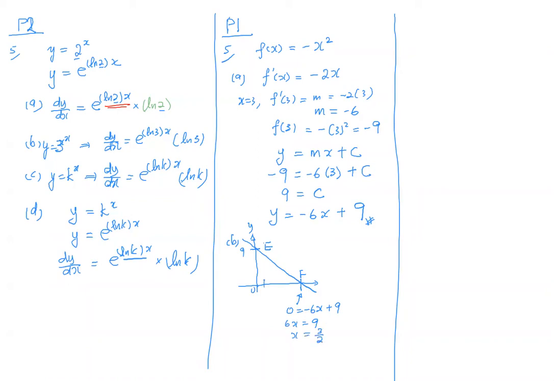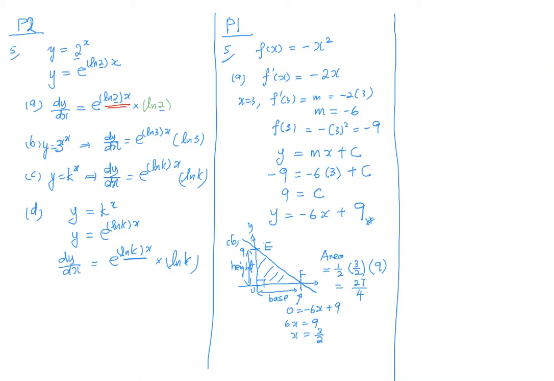Okay, so now the question says, hence find the area of OEF. So this is a triangle, am I right? So this will be the base, and this is the height. Okay, so area of a triangle, how do you find? Half times base times height. So you got 27/4. So you carry out, you got 6 marks already from there.